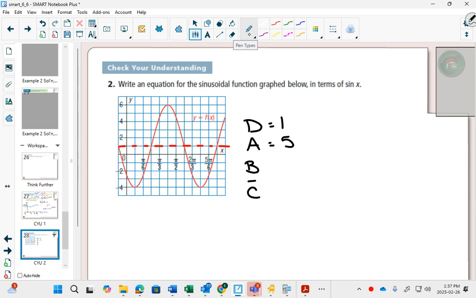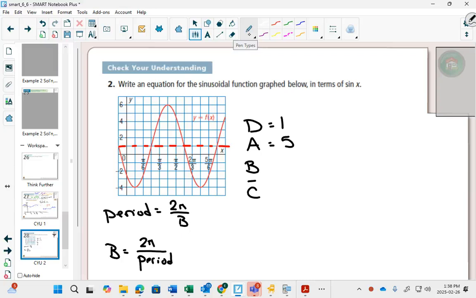Now we have the fact that our period is equal to 2 pi over our B value. If you rearrange this formula, you would get that your B value is always 2 pi over your period. Does that make sense how I just rearranged that formula? Multiply both sides by B, divide both sides by the period. Again, those formulas aren't on your formula sheet, so you have to know them or figure them out.